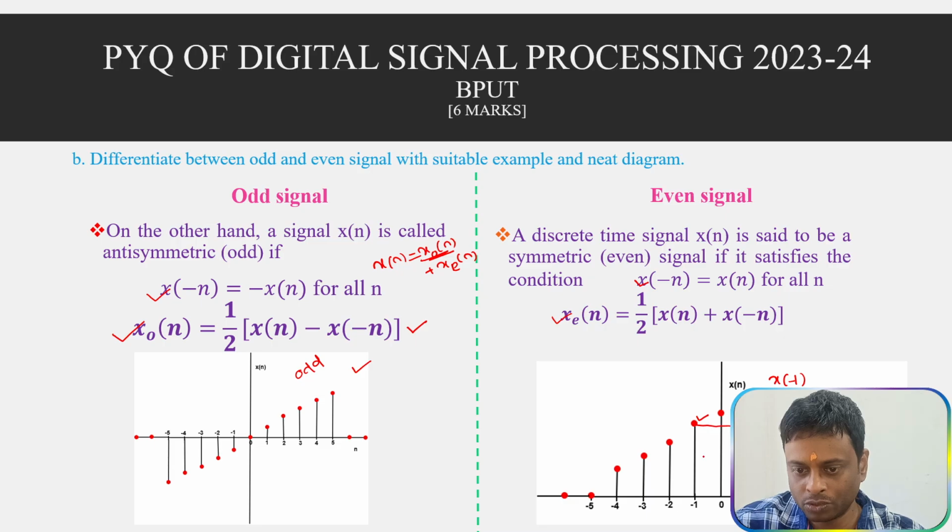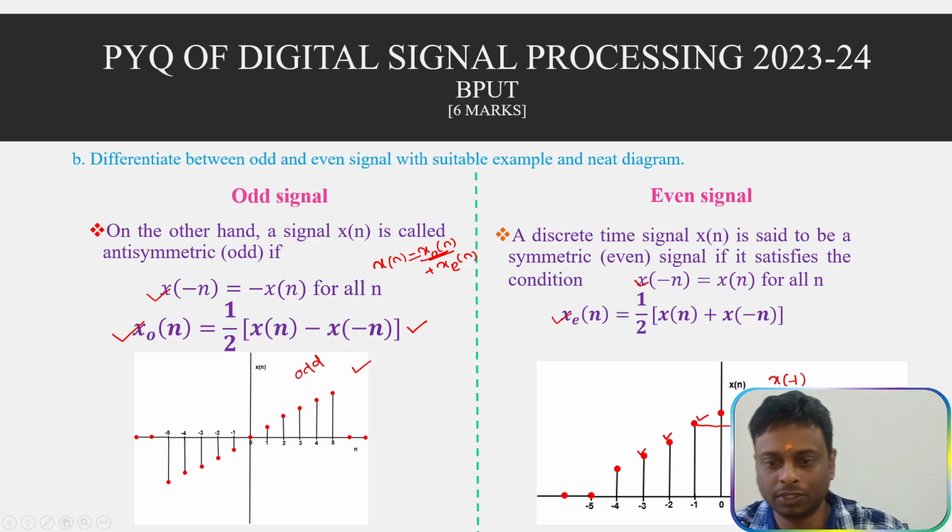Similarly, this is x of minus 2 and this is x of 2, so the amplitudes are the same. Similarly, minus 3 is the same as 3, and so on and so forth. So these are the examples of even and odd signals.